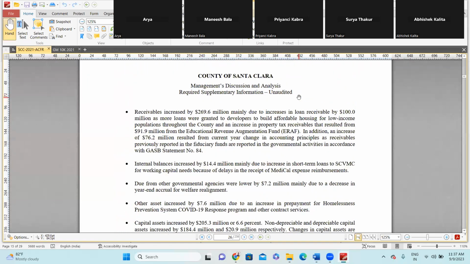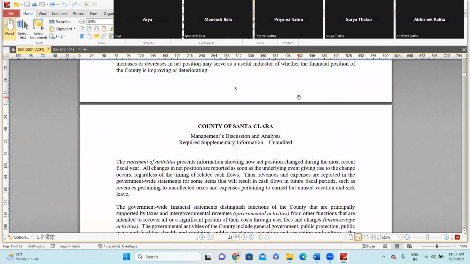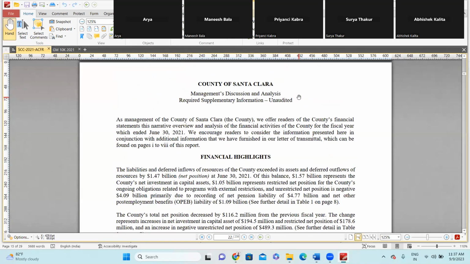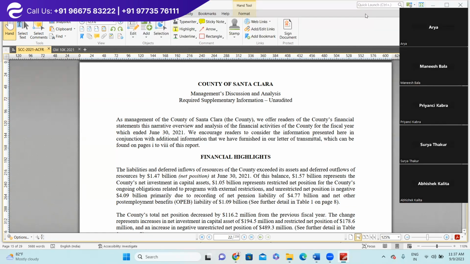So if you go back over here, yeah. So this is page number 5. The first one is the introductory. As management of the County of Central Clara, we offer readers of the financial statement this narrative overview and analysis of the financial activity of the county for the fiscal year ended this. We encourage readers to consider the information presented here in conjunction with additional information that we have furnished in the letter of transmittal, which can be found on page number 1 to 8 in this report, right? So consider this information as additional information, right?